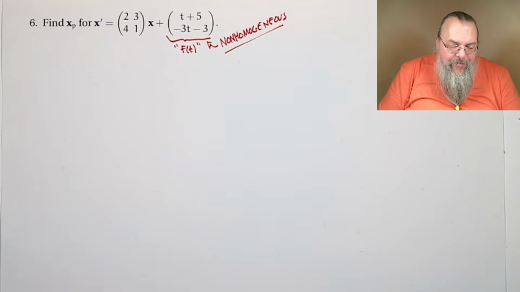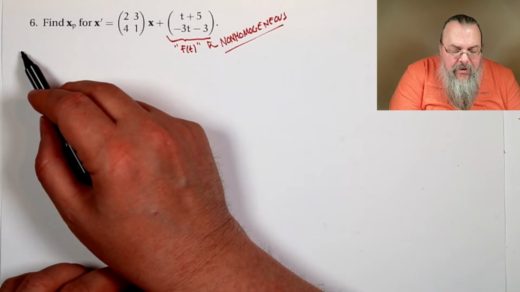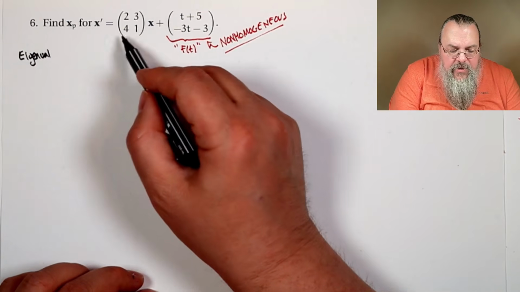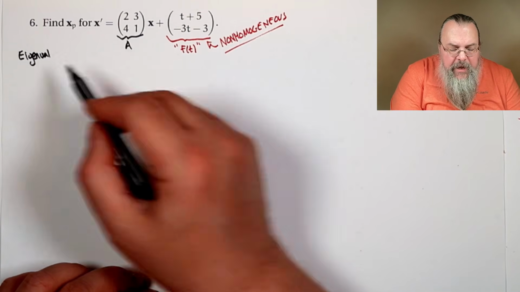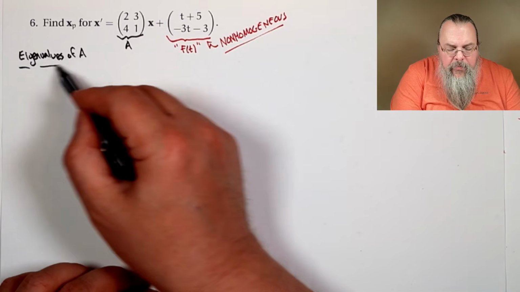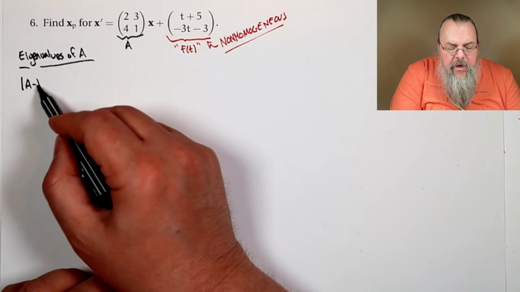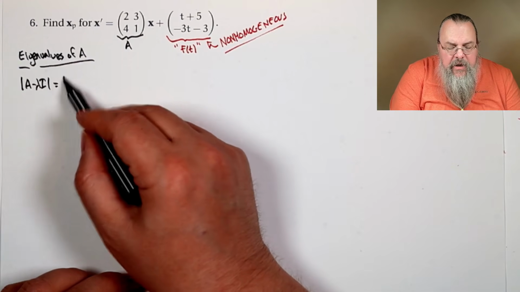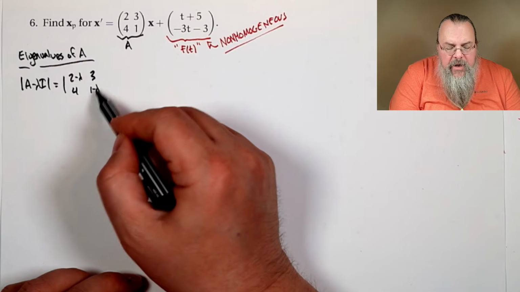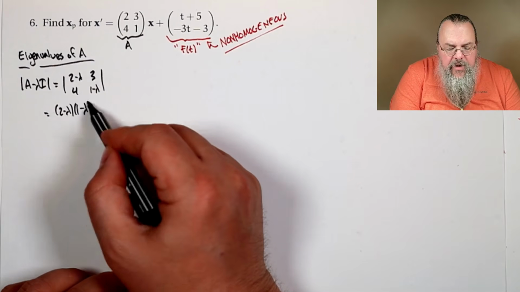Okay, so let's cut to the chase. All right, let's go ahead and do this really quickly. So I'm going to find the eigenvalues of A, and just so there's no ambiguity, this is what I mean by A. Eigenvalues of A. And, well, okay, so we take our determinant of A minus lambda I. That's 2 minus lambda, 3, 4, 1 minus lambda. Well, that's 2 minus lambda times 1 minus lambda.